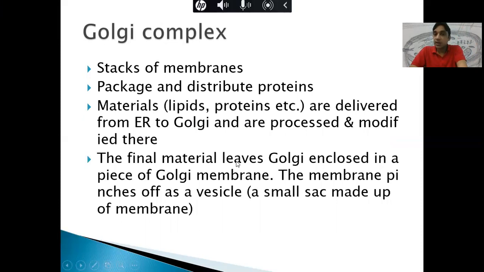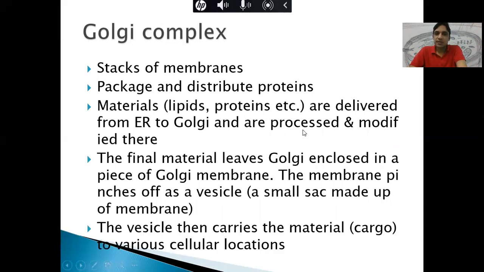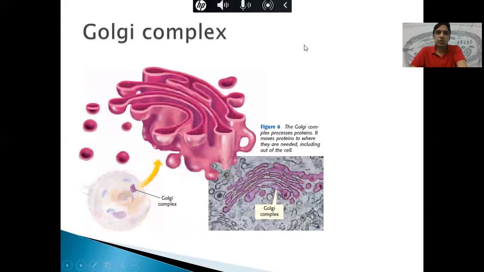So the final material then leaves the Golgi enclosed in small membranes, and those membranes can be pinched off from the cells, carrying whatever material is packed inside those little sacs. Those little vesicles and sacs, the cargo molecules, can go to other locations outside the cells. They can enter into the blood to go to further places, and that is how the Golgi complex stores and then packages the material.